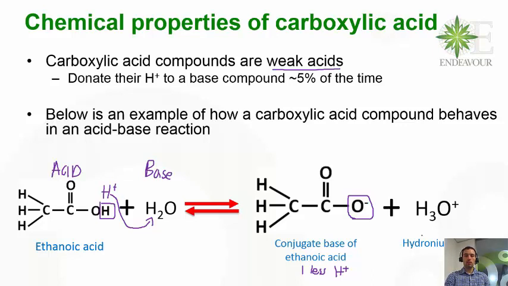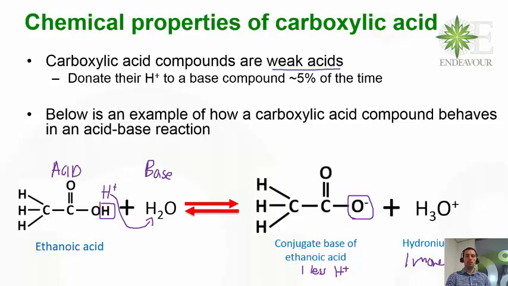And by water accepting that extra H+, it's now become the hydronium ion. And it has now one more H+ than water did initially. So by doing this, the ethanoic acid has become the conjugate base, and water has actually become the conjugate acid. So in theory, this reaction is also reversible.